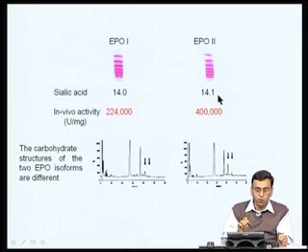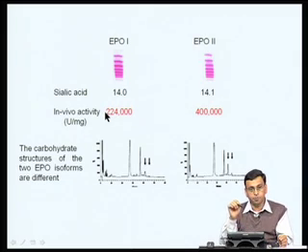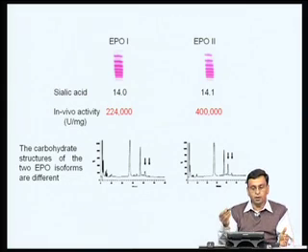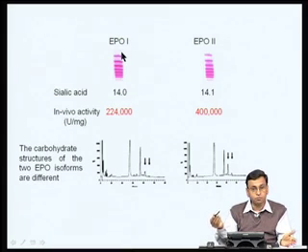However, when they looked at the biological activity of these two erythropoietins, one was at least twofold more active than the other. To find out what could be the cause, because the amino acid sequence is the same, the folding is the same, and the glycosylation pattern seems to be the same, but still the biological activity was very different.